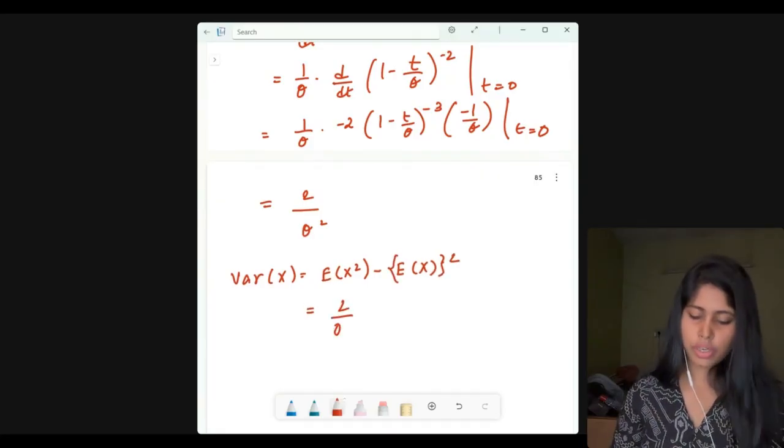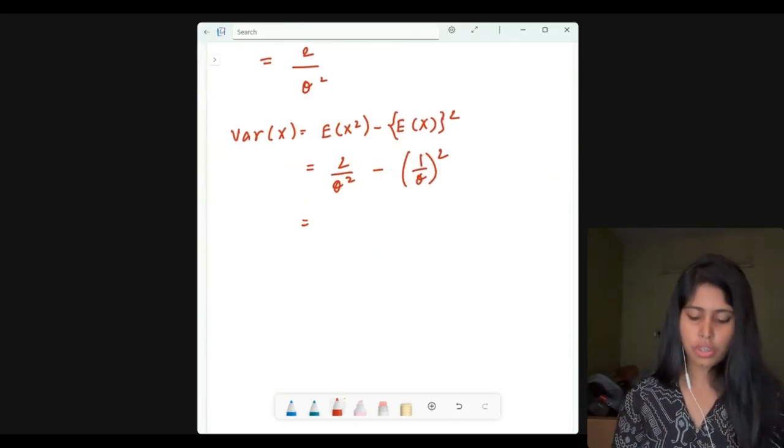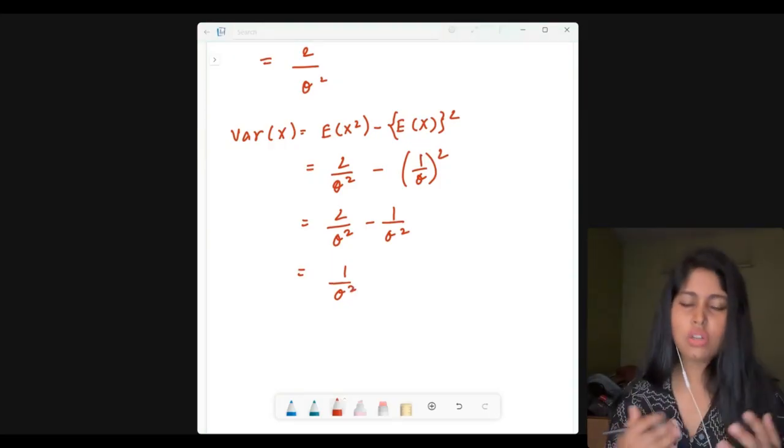2 by theta square minus 1 by theta whole square. Now what is basically 1 by theta whole square? It is 1 by theta square. So 2 by theta square minus 1 by theta square is equal to 1 by theta square. So from here we have got our variance, right?